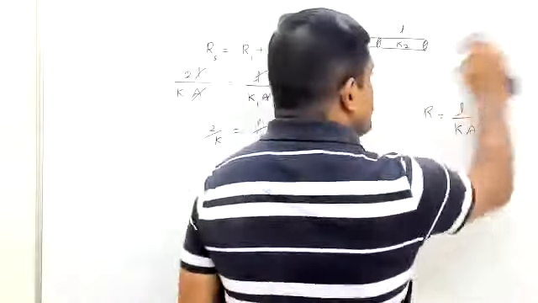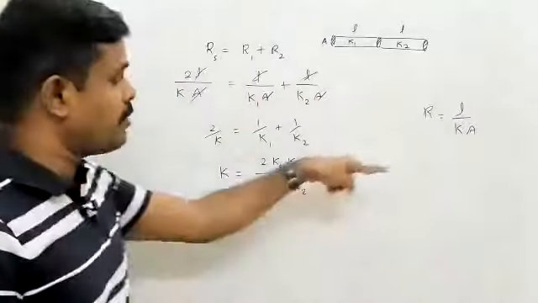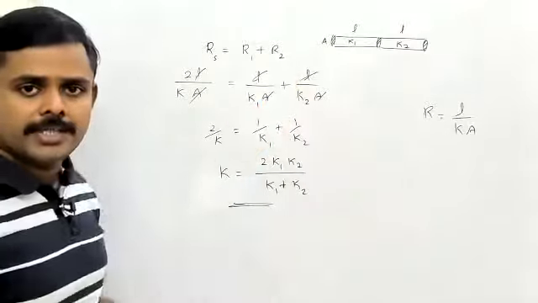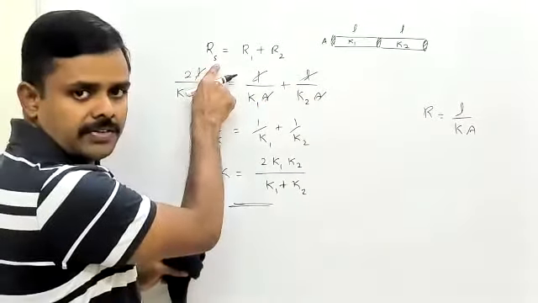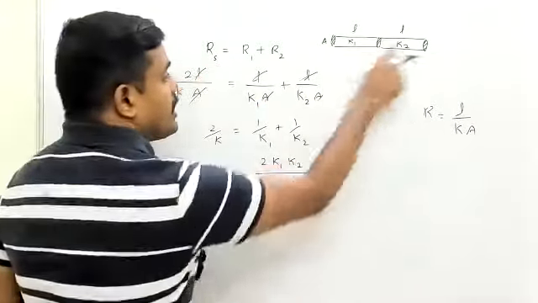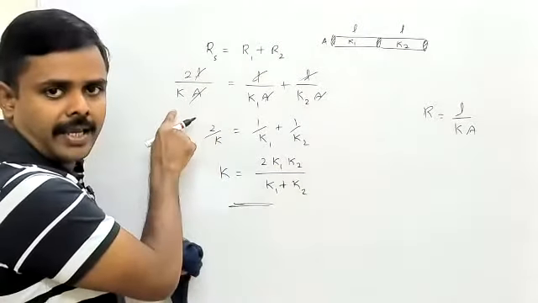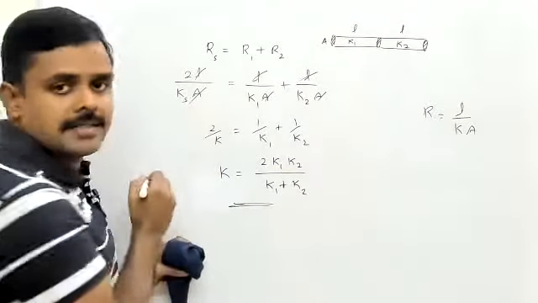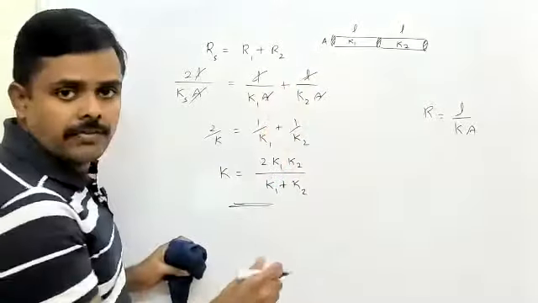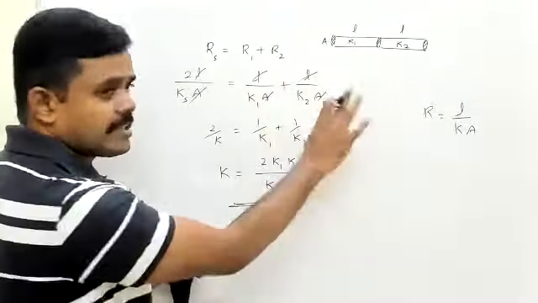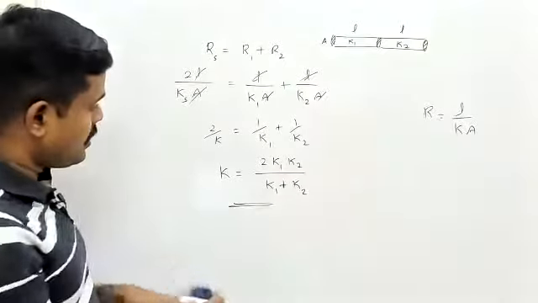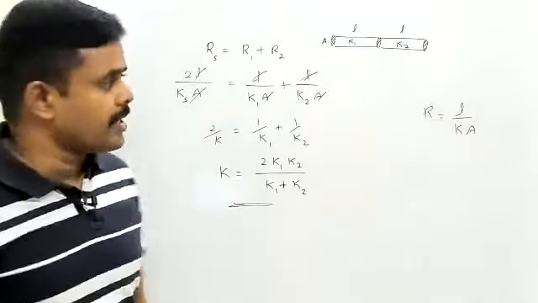Thermal resistance is L by K. So Rs is equal to R1 plus R2. Rs effective, it is what? L is the total length, so 2L by Ks into area A, that is K effective. For the first one, it is L by K1A. Second one, it is L by K2A. You cut them out and then you get K is equal to 2K1K2 divided by K1 plus K2.